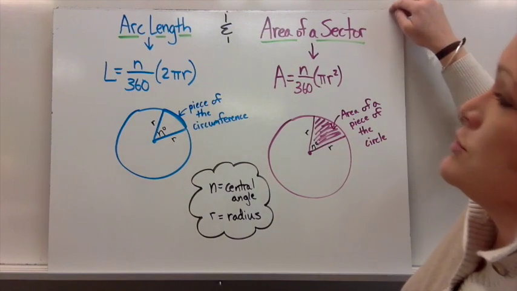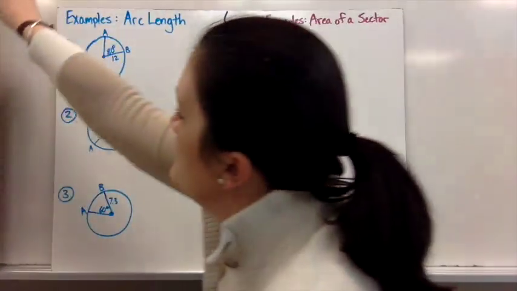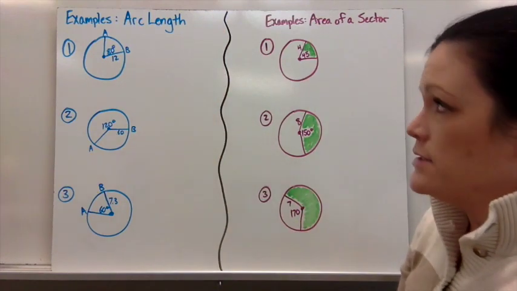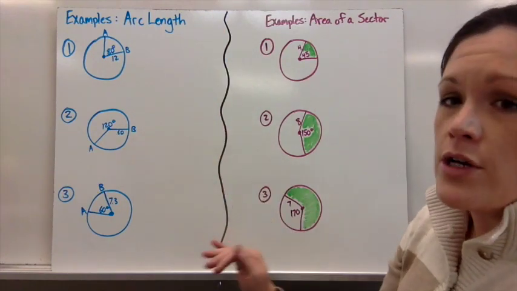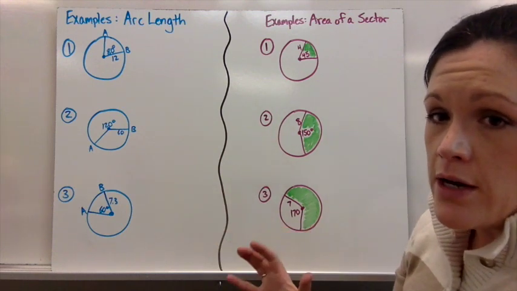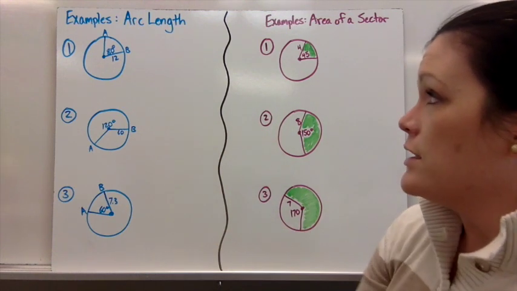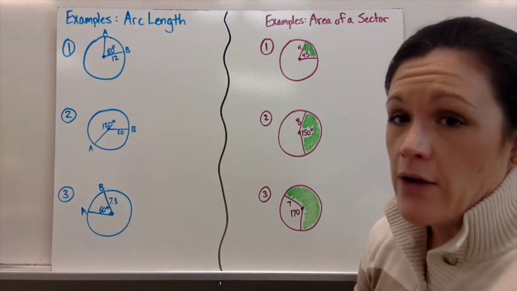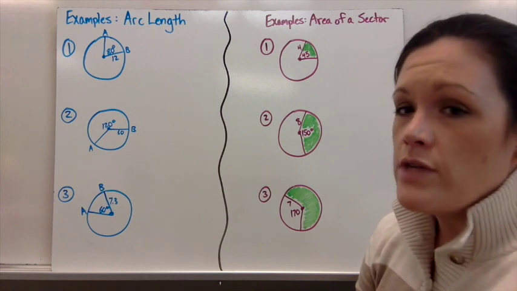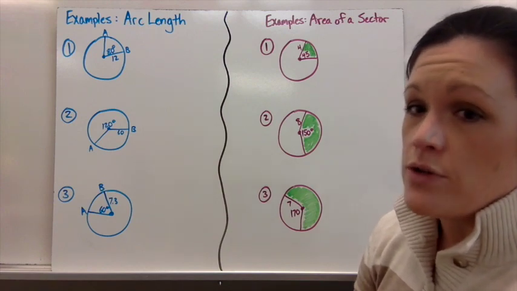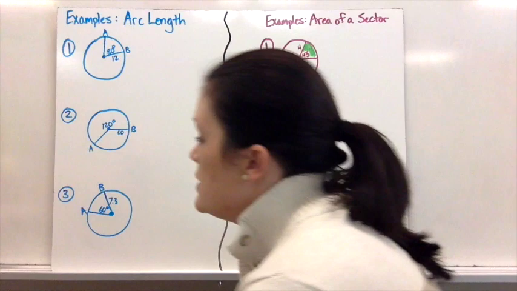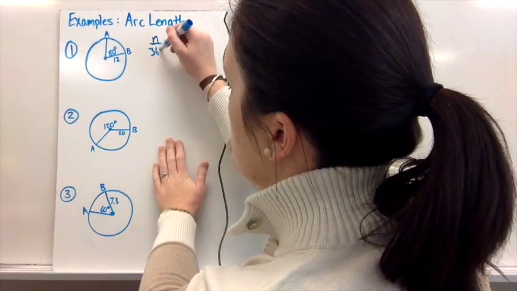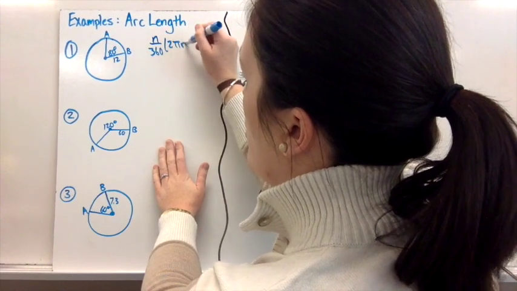Let's look at some examples. I divided it just like I did on the first board so you can keep your notes organized. These are 3 examples of finding arc length and 3 examples of finding area of a sector. So for arc length, you're always given a central angle, or you can figure it out, and you're given the radius, or you're given the diameter, and you have to divide by 2 so you can figure out the radius. So our formula is n over 360 times 2 pi r, which is the circumference.